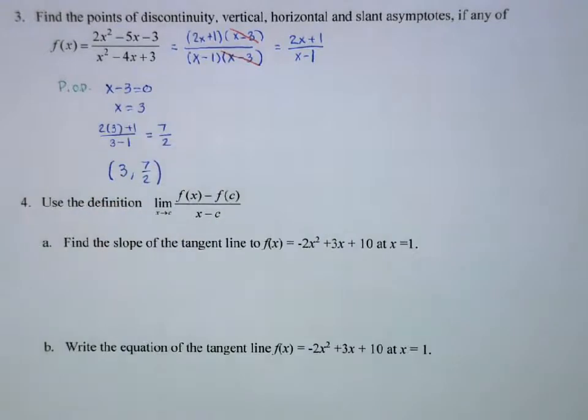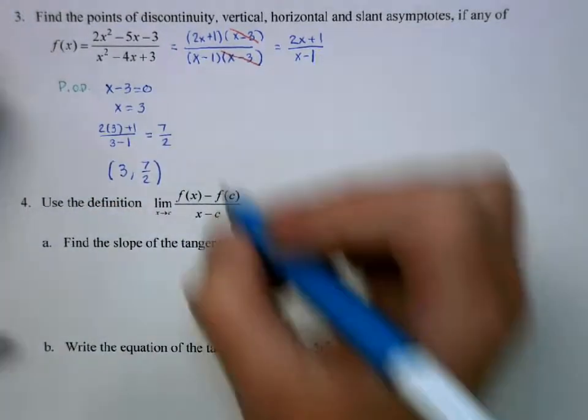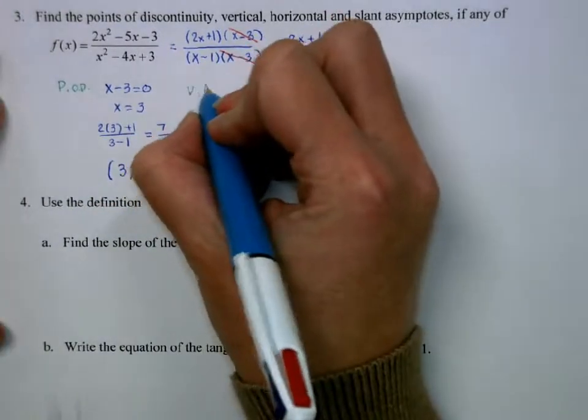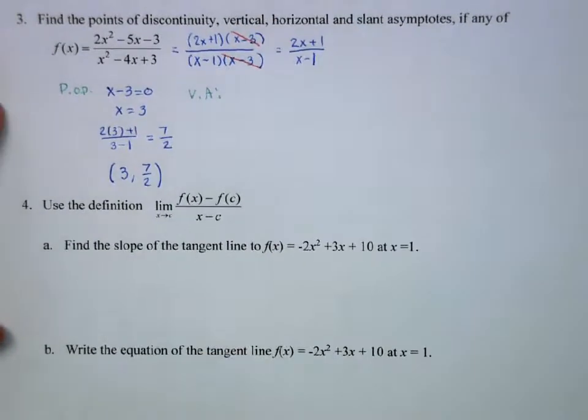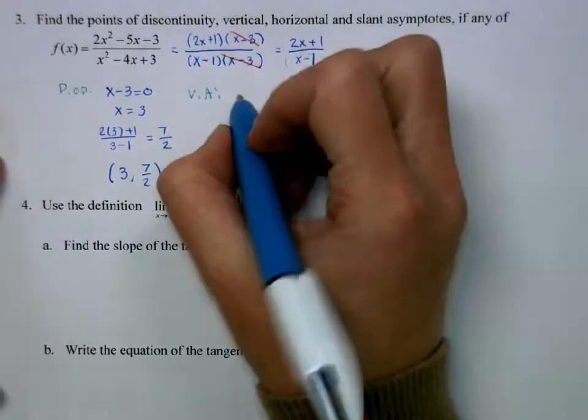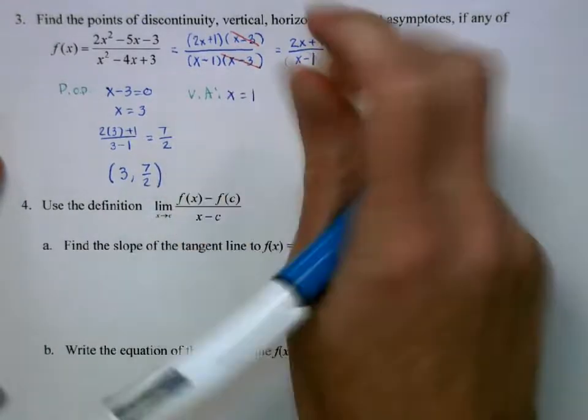Next we look for vertical asymptotes. Okay, after you've removed the discontinuities, these are no longer a part of our equation. It's anything that makes the denominator 0. So that's going to be when x is 1. If I plug in 1, that is 0.